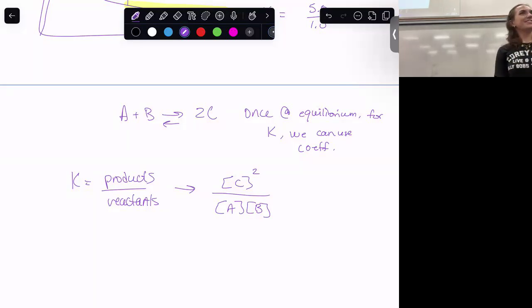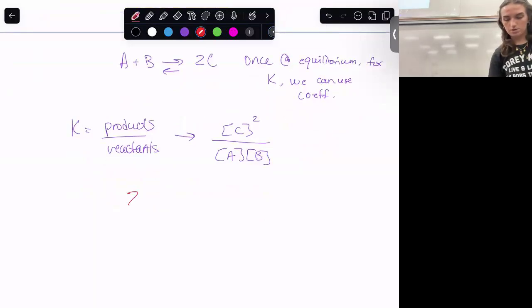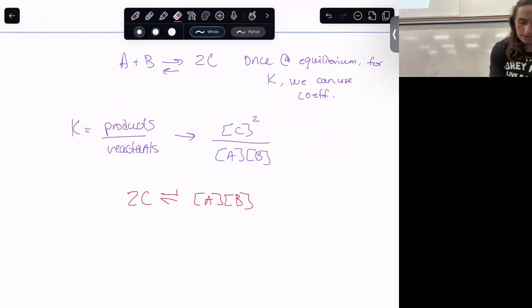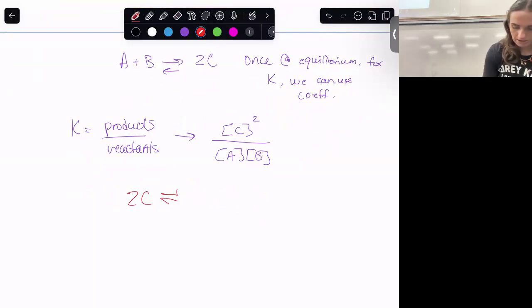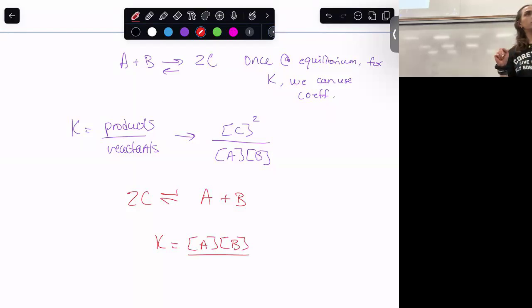So if you were to reverse this reaction, where 2C gives you A plus B, will your constant be the same? No, nope. K is always products over reactants. If we switch this to 2C goes to A plus B, what is the K for this reaction now? K will equal, what's our product? A and B. What's our reactant? C squared.